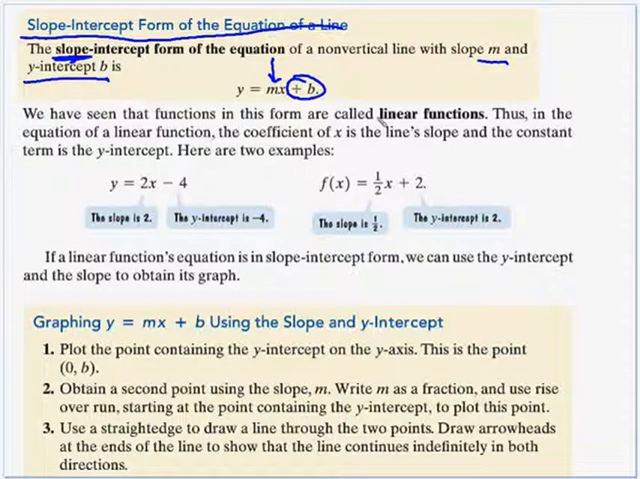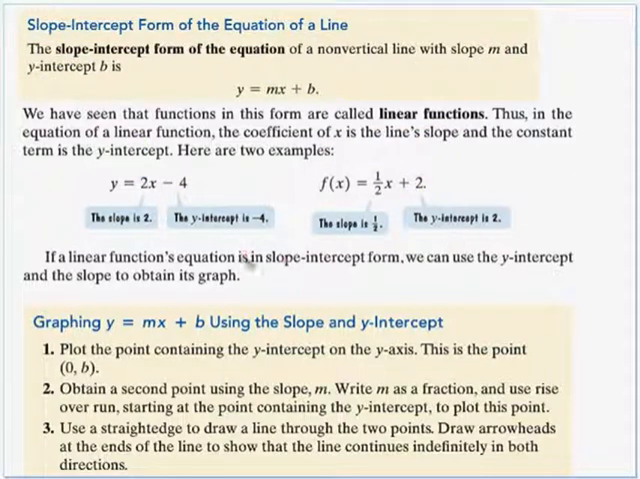So we have seen that functions in this form are called linear functions. Thus, in the equation of a linear function, the coefficient of x is the line slope, and the constant term is the y-intercept. And here's two examples. When you see y equals 2x minus 4, you immediately know the slope is 2, and the y-intercept is negative 4. Here's another one, y equals a half x plus 2. Again, the number in front of the x is your slope, so our slope is 1/2, rise 1, run 2, and the y-intercept is positive 2.